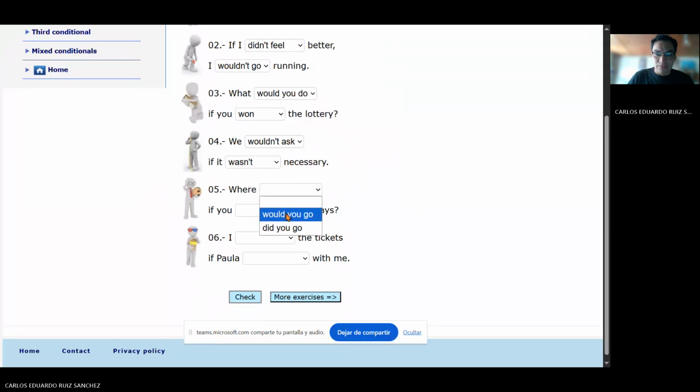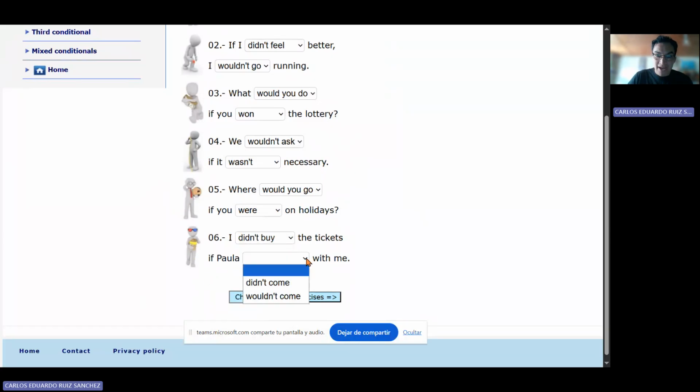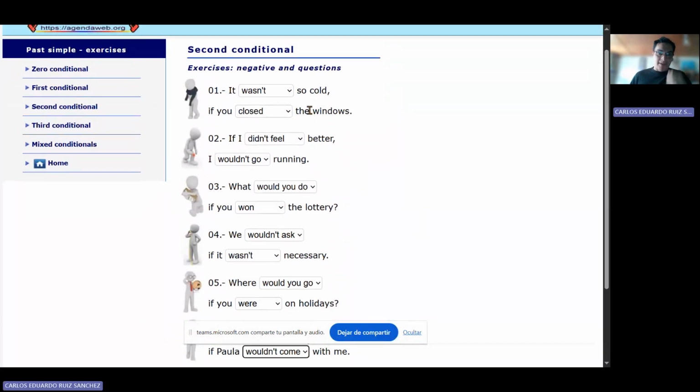Where would you go if you were on holidays? I passed. I didn't buy the tickets if Paula, and like this. Let me check this couple of sentences again. I start with simple past, then, okay, simple and simple. No, my bad.